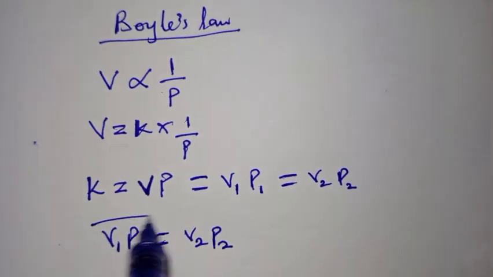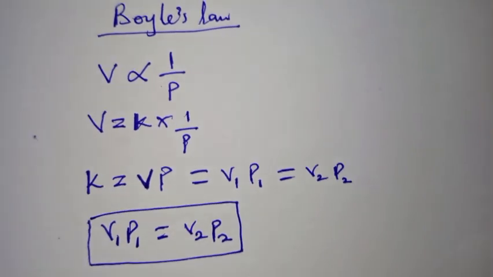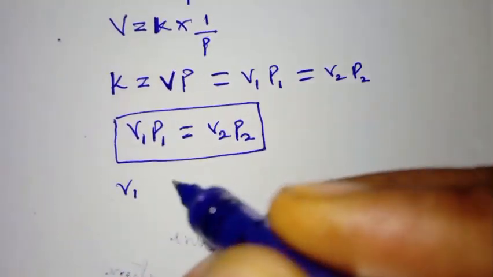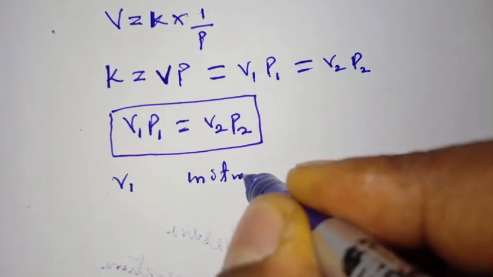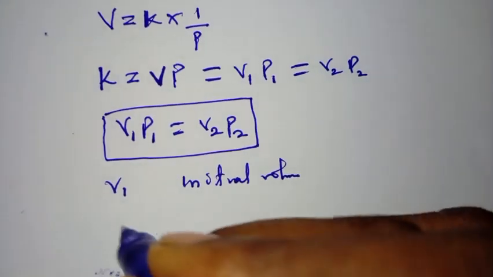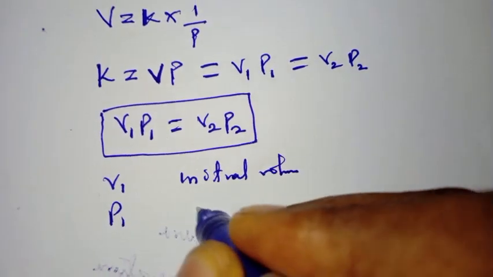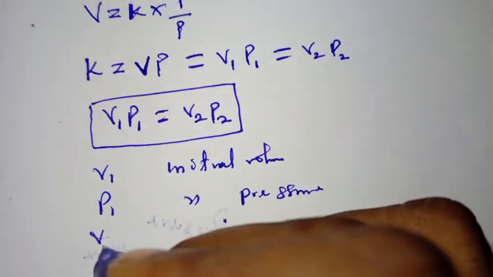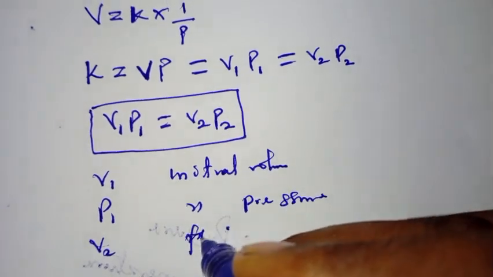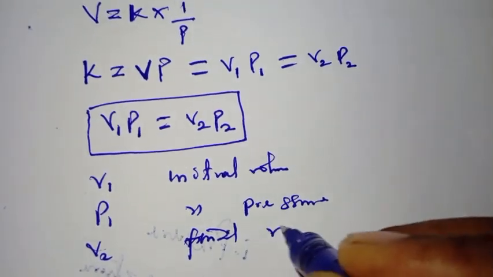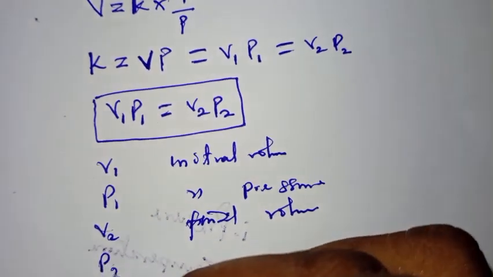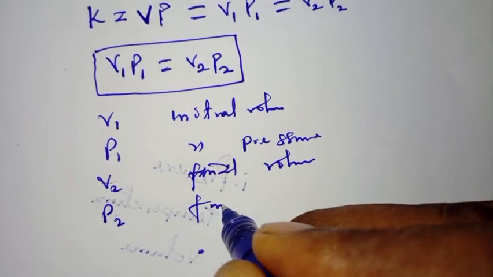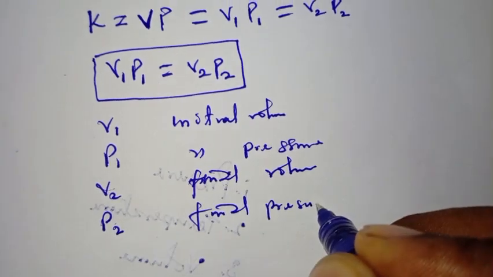So we can state that this equation is the mathematical expression for Boyle's law, where V1 is the initial volume of the gas, P1 is the initial pressure of the gas, V2 is the final volume of the gas, and P2 is the final pressure of the gas.